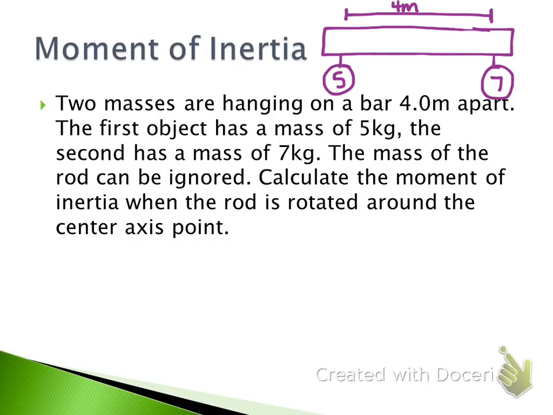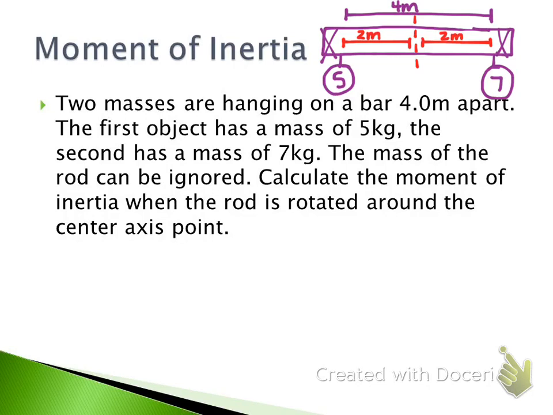Okay, so we're looking at objects hanging on the ends of this 4 meter long rod, or at least they're 4 meters apart. If there's any extra on the edge, we don't really care about that. We care about the distance they are from the axis point. So it says we're going to be rotating around the center axis, which means our axis would be here, which means the radius of each of these objects would be what? 2 meters, right? Each of them is 2 meters from the axis point.